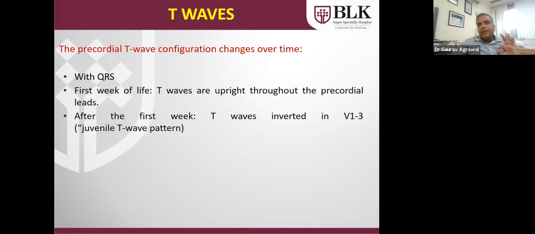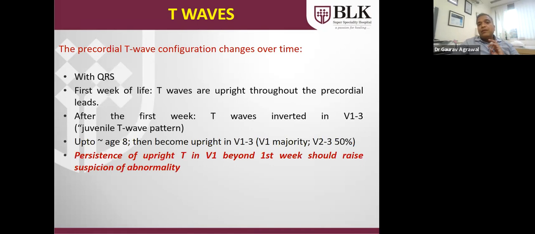In the first week of life, T waves are upright throughout V1 to V6. Please listen carefully. In the first week of life, the T wave is upright through the chest leads. But after the first week, the T wave is inverted in V1 to V3. This is a normal phenomenon known as the juvenile T wave pattern, and it persists mostly up to 8 years. Sometimes we see it up to 12 years also. Persistence of an upright T wave in V1 beyond the first week means there is some problem in the newborn.